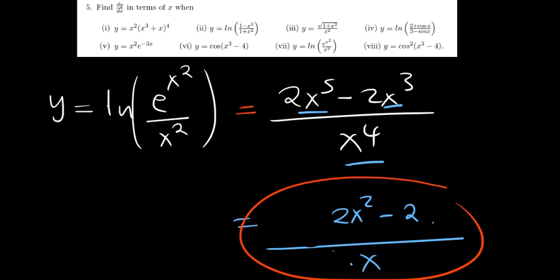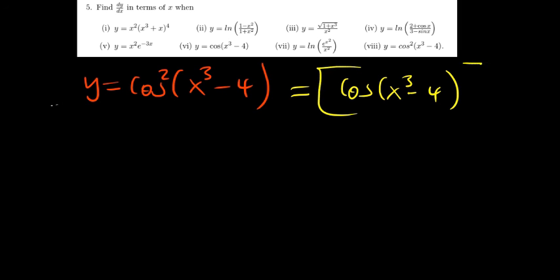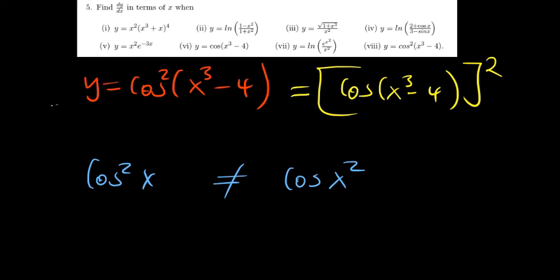Okay. Now for the last one, we apply the chain rule. So when you see y is equal to cosine squared of x to the power 3 minus 4, the meaning there is what you have is cosine of x to the power 3 minus 4, and then all this is raised to the power 2. That's what it means. Okay, so cosine squared of x is not equal to cosine x squared. These are two different things. This means cosine of x raised to the power 2. That's what it means.